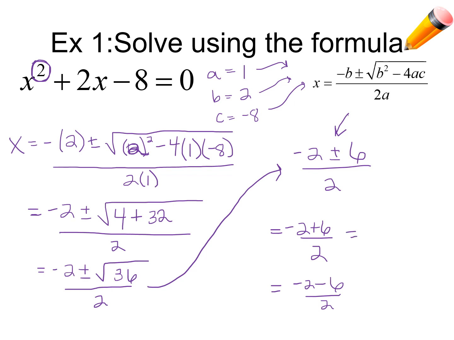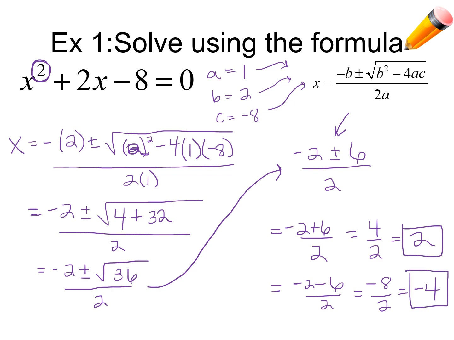So when I do this one on top, I get 4 over 2, which simplifies to 2. And my second solution would be negative 8 over 2, again simplifying to negative 4. So my two solutions should be negative 4 and a positive 2.